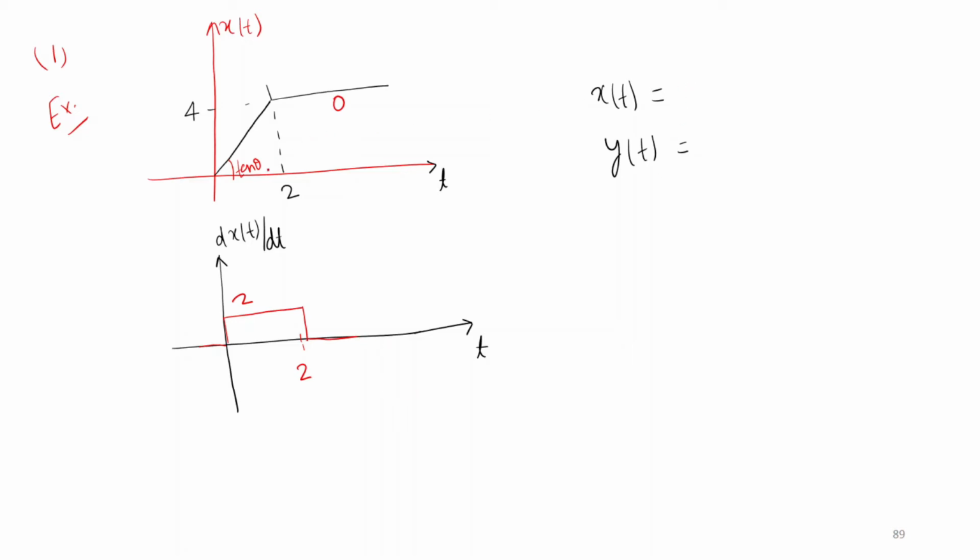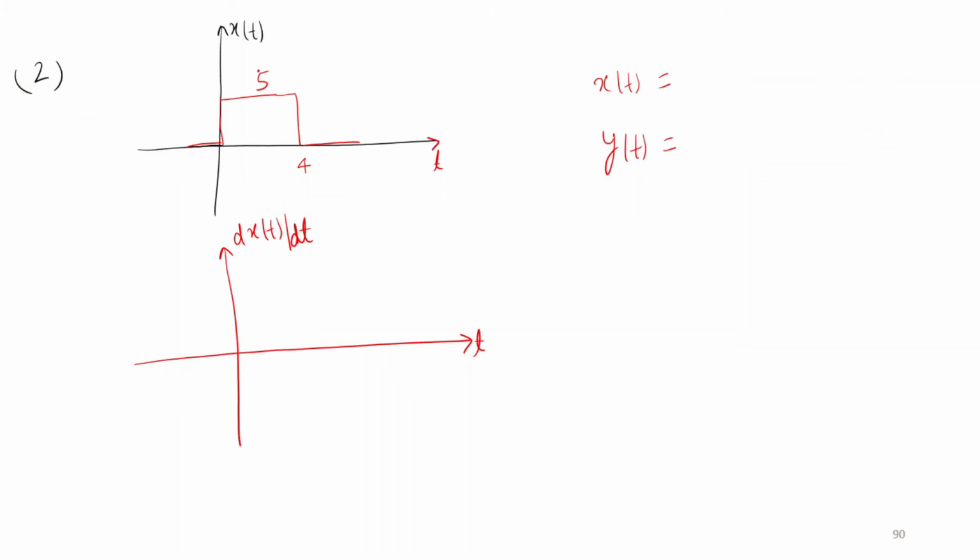x(t) you can represent mathematically. How to represent? 2r(t), and here the signal changes, minus 2r(t minus 2). I have a separate lecture based on this mathematical representation of the signal, so just go through that lecture. And y(t), how to represent? Simple, 2u(t) minus 2u(t minus 2).